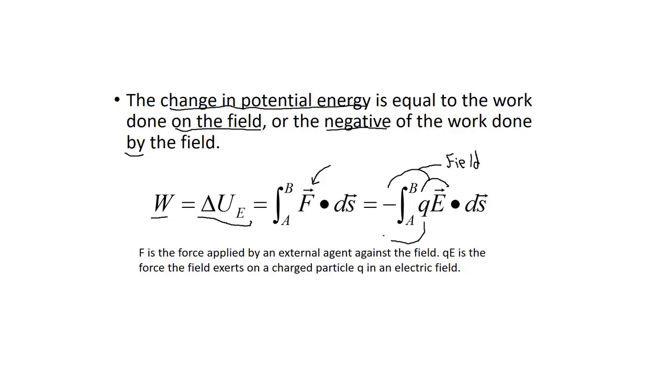The Q is, of course, going to be constant. We could factor that out in front. And that would give us the change in potential energy is negative Q integral from A to B E dot ds. This E dot ds term is going to become very familiar to you over the course of the next week or two.